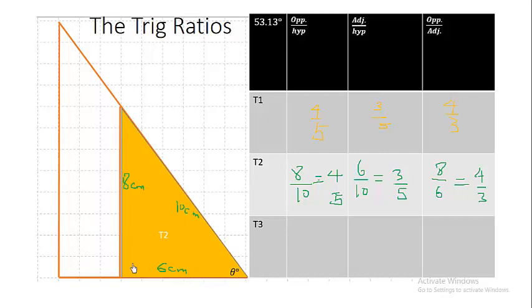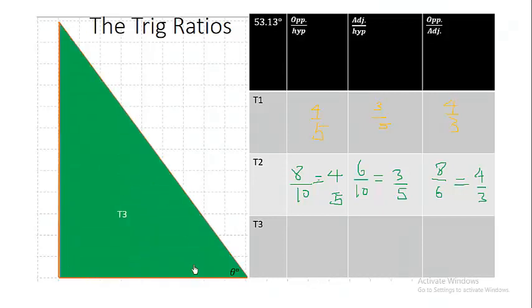Then for this triangle, the angle is still the same. So we have the measure of this side to be 1, 2, 3, 4, 5, 6, 7, 8, 9. So we have 9 centimeters over here, and this is 12 centimeters. So this will be 15 centimeters.